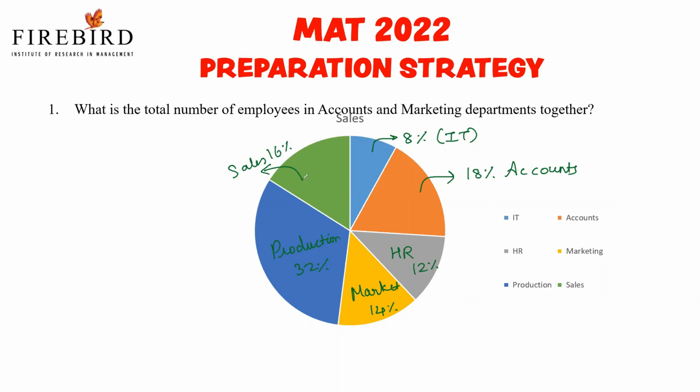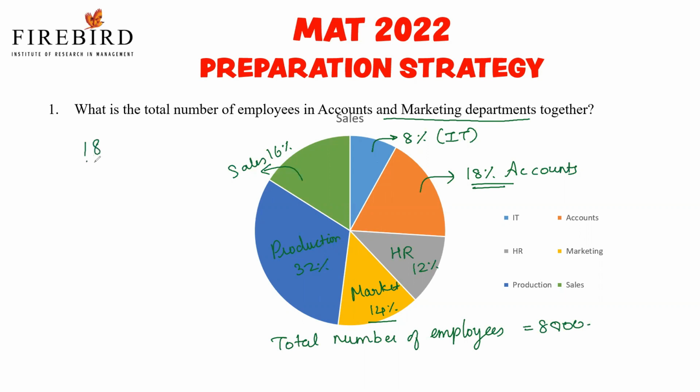Now the question is, they have given the percentage distribution of employees in different departments of a company, and the total number of employees in the company is equal to 8,000. First see the question. What is the total number of employees in accounting and marketing departments together? So accounts, I know 18%, right? Marketing 14%. So 18 plus 14, I'll get 32%. So what is 32% of the total number of employees?